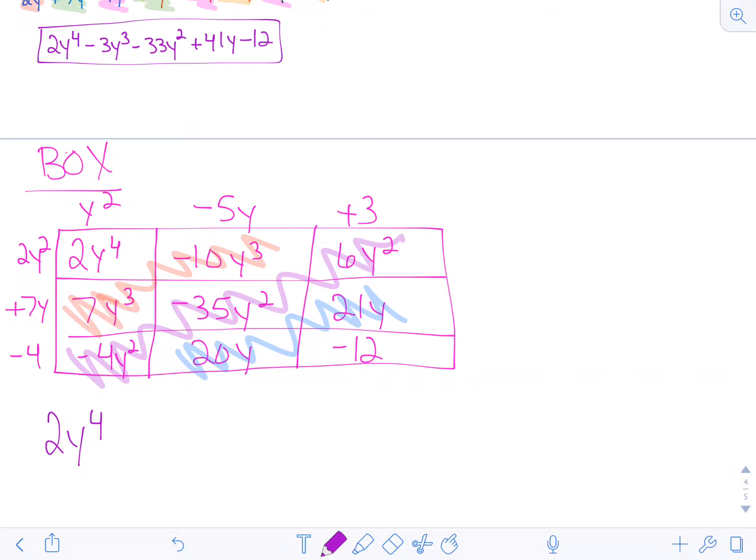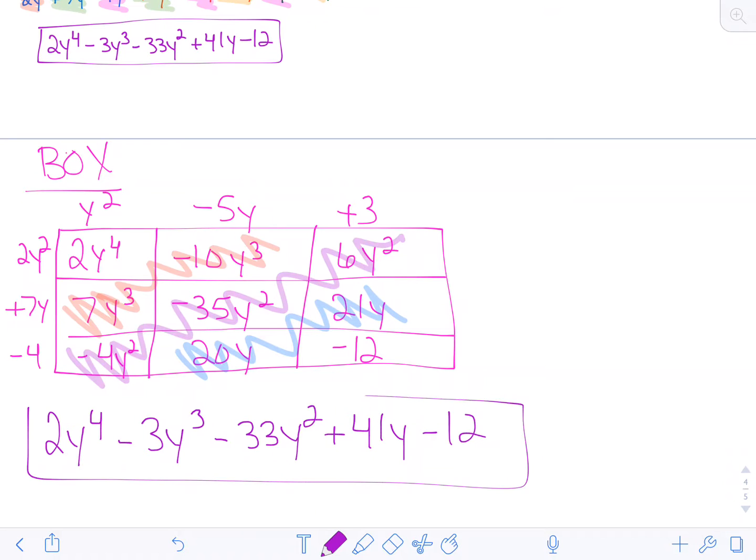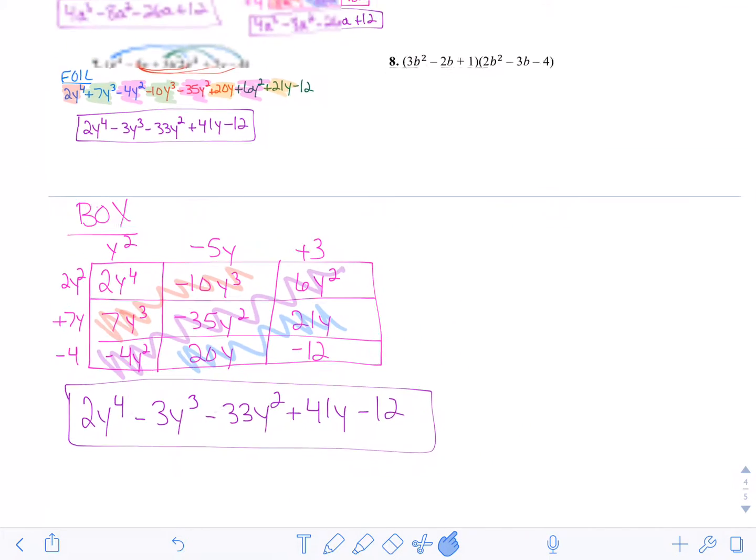Then my y cubed, 7 minus 10 is a negative 3, y cubed. Then we have the y's, which came out to negative 33 y squared. Sorry, that was the y squared. Then you have your y's, which would give you 41y. And then we have a minus 12 hanging out here at the very end. And that's your answer. And that should match. Yes, it does. It matches with what we got when we FOILed.